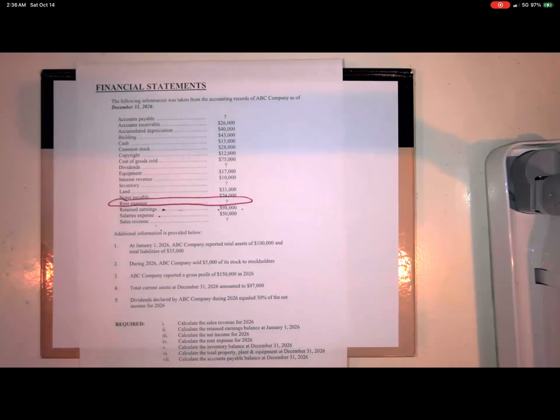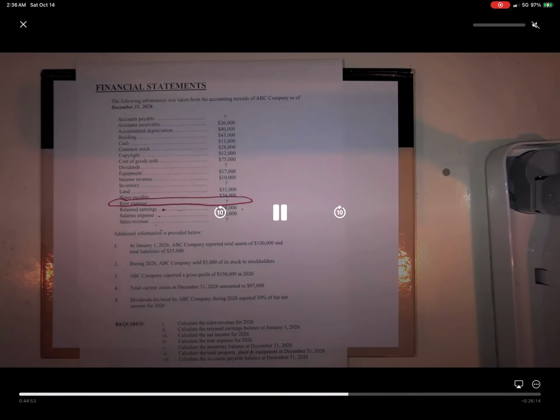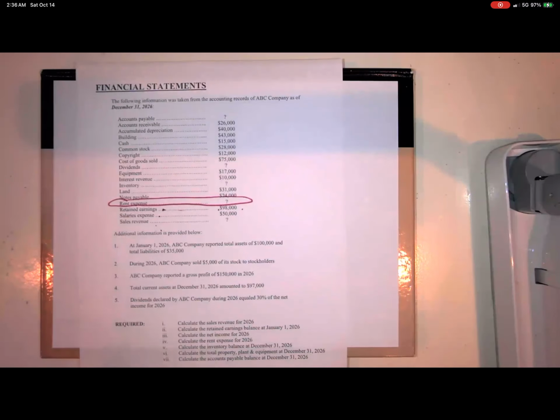Additional information number 4 gives you the total current assets, and then you can just add up all your current assets and equal it to that. I like that a bunch. Stay with me, because I'm going to ask you to tell me what the current assets are in a second. But she has told us, look, right here, additional information number 4 tells us that the total current assets at December 31st were 97,000. Erica, in the modules, we learned there are 4 current assets.